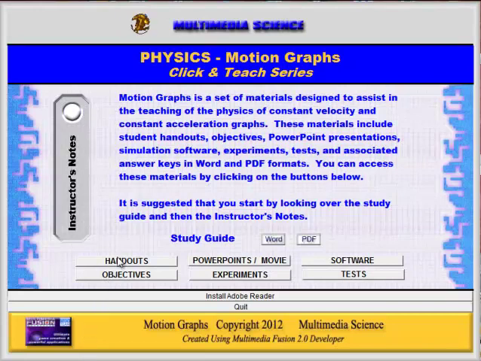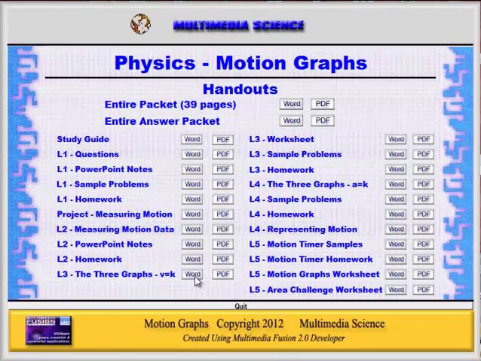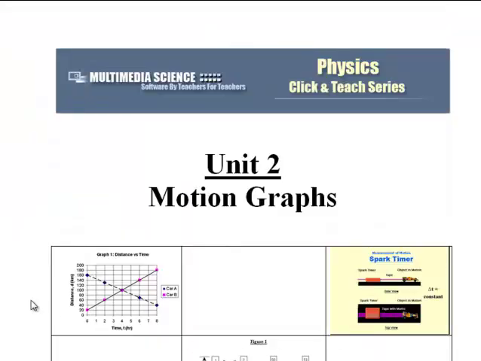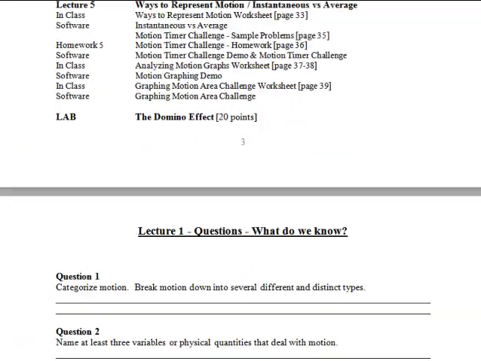Okay, next let's take a look at the handouts. There are many handouts that go along with each of the lectures, both in Word and PDF format. You can either access them individually or you can look at the entire packet. When I use these materials, I make a copy of the entire packet and hand that out to the students at the beginning of the unit. That way, no excuses. If they're absent, they know that they have the materials.